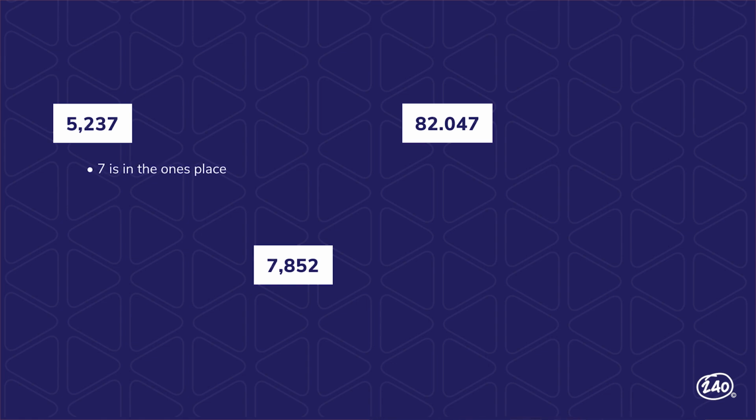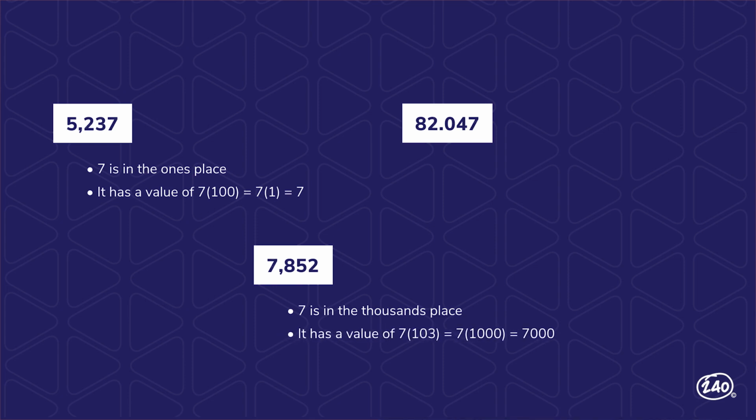In 5,237, 7 is in the ones place and has a value of 7. In 7,852, 7 is in the thousands place and has a value of 7,000. And in 82.47 thousandths, 7 is in the thousandths place and has a value of 0.007. And here's a tip: pay super close attention to the ending of these words. It's really easy to make a mistake between thousands and thousandths.